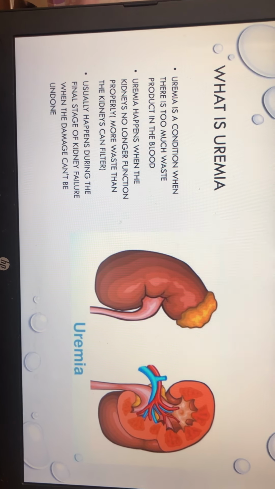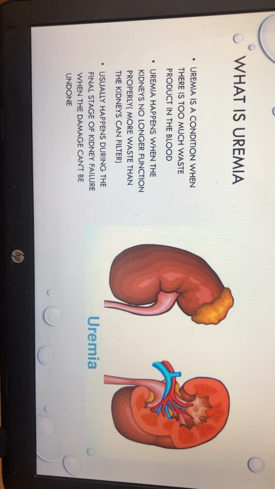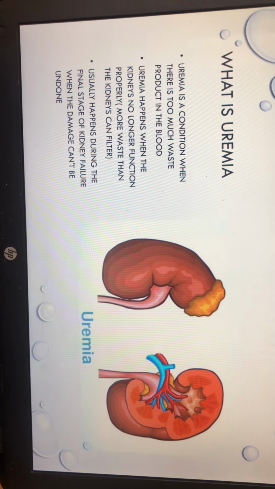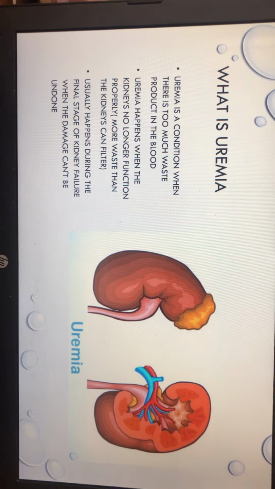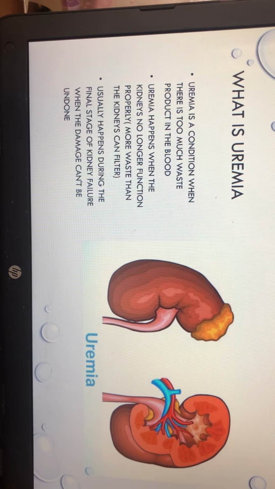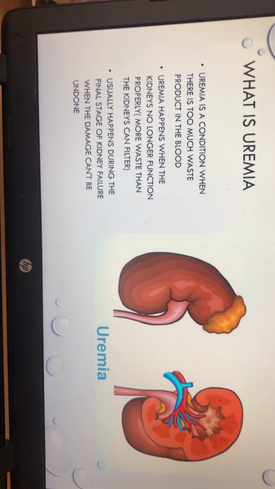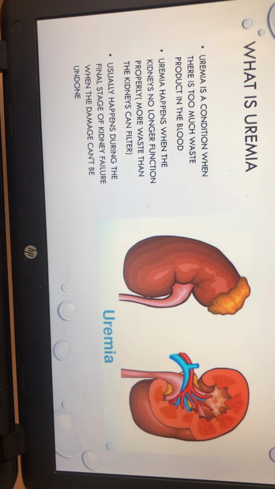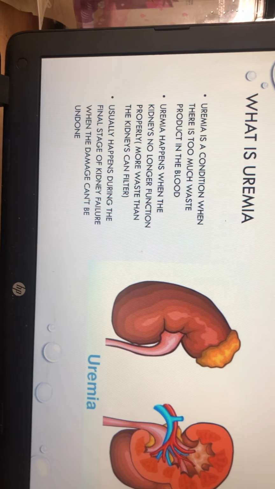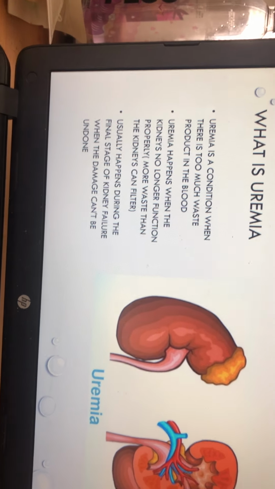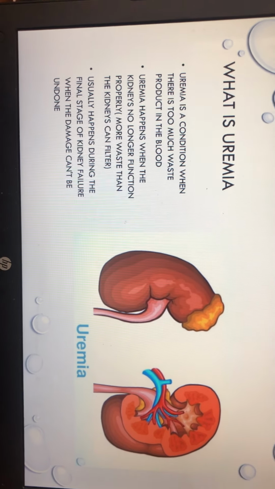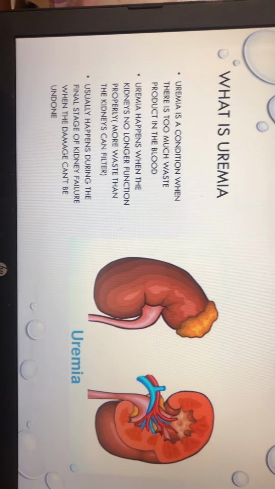What is uremia? Uremia is a condition when there's too much waste product in the blood. Uremia happens when the kidneys no longer function properly, meaning there's more waste than the kidney can filter. This usually happens during the final stage of kidney failure when the damage can't be undone. So this is mostly seen in the chronic stage of kidney failure.